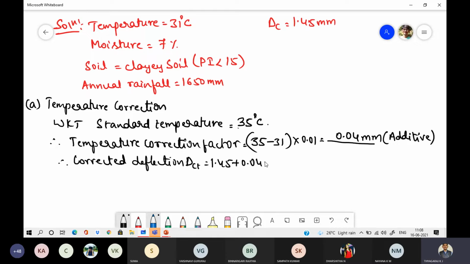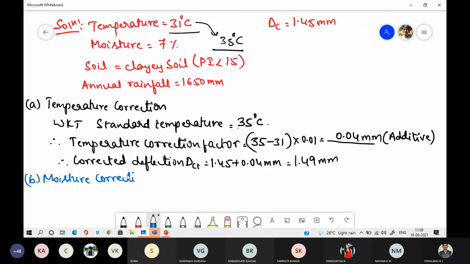So 0.04 mm. Why? Because the test temperature is less than 35. That's why we have to add, to bring this 31 degrees Celsius up to 35 degrees. So we'll get 1.49 mm. Do we get 1.49 mm? Yes. Okay. This completes one portion, that is temperature correction. Next is moisture correction. So are you people understanding what I am teaching? Yes, sir. Okay. Now we'll go for the graph.